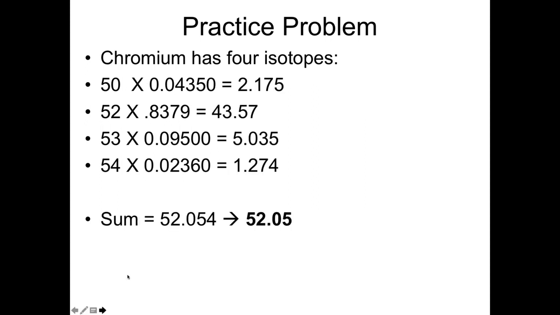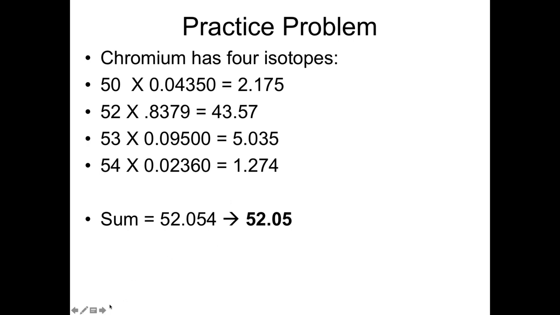Now here's the work to make it C. So 50 times that will get us this. 52 times this percent as a decimal gives us this. 53 times this as a decimal gives us this. 54 times this as a decimal gives us this. When we add all those together, we get 52.05.